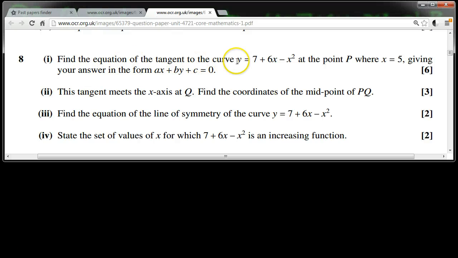Find the equation of the tangent to the curve here at P, where x is 5, giving you an answer in this form here. The tangent meets the x-axis at Q. Find the coordinates of the midpoint of PQ. Find the equation of the line of symmetry of the curve, y equals 7 plus 6x minus x squared, and state the set of values of x for which 7 plus 6x minus x squared is an increasing function.